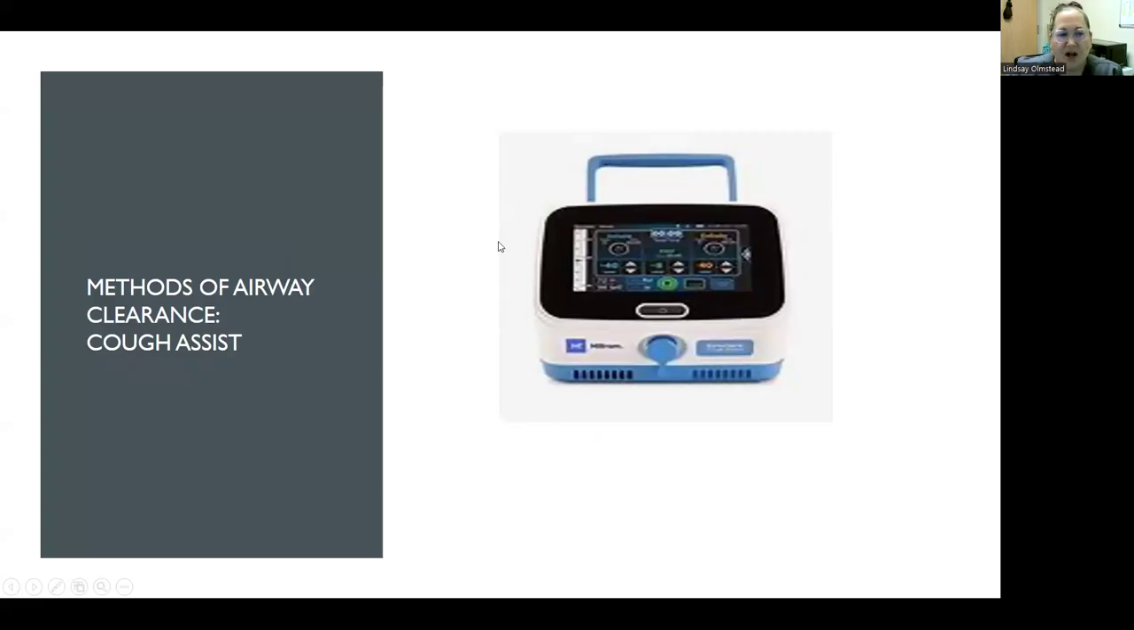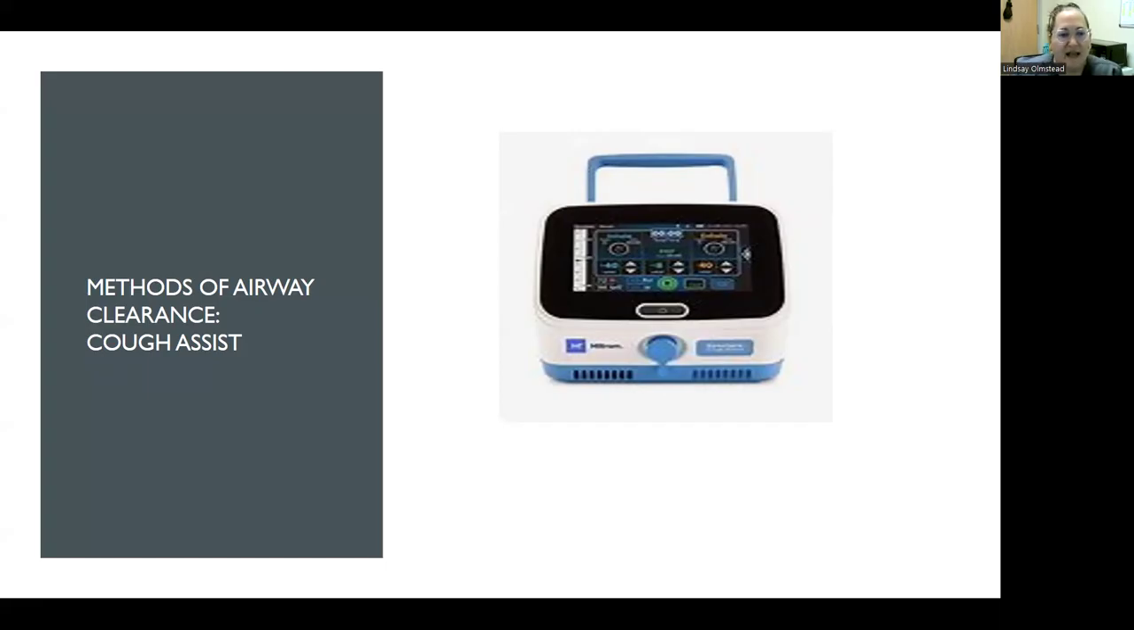Cough assist. This is a cough assist machine. I'm sorry for the blurry picture. So when we talked about the normal function of airway clearance, you have your mucociliary escalator, and then you have that forceful cough at the end. So this is really for patients who don't have that forceful cough at the end. So this is for your muscle weakness, neurologic patients.